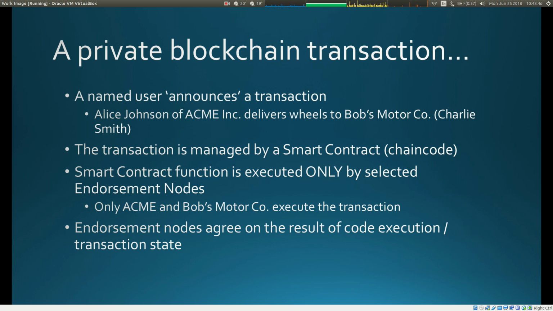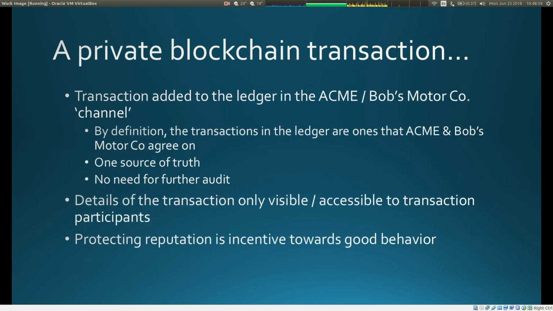If you're a supplier in this relationship and you supply Bob's Motors with engine blocks, well, there's no reason for you to get in and help validate the transaction for a wheel delivery. And so as a result, the only transactions that ever get added to a private blockchain are the ones which all the participants have already agreed are valid before the fact.